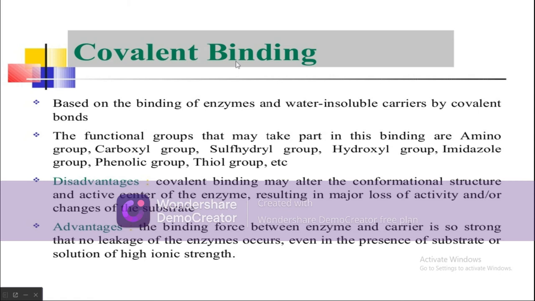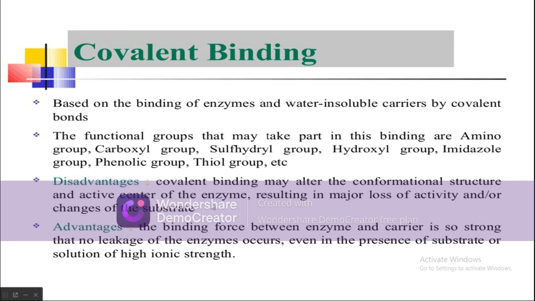So based on the binding of the enzymes and water soluble carriers by covalent bond, the functional groups that might take part in this binding are, so you see, there are actually some functional groups on the matrix that react with some other functional group from the enzyme. So it's a reaction. That is why we call it a chemical method. Some of the chemical bonding from both the enzymes and the matrix, we have like carboxyl group, sulfhydryl group, hydroxyl group, imidazole group, phenolic group, diol group. So this is it.